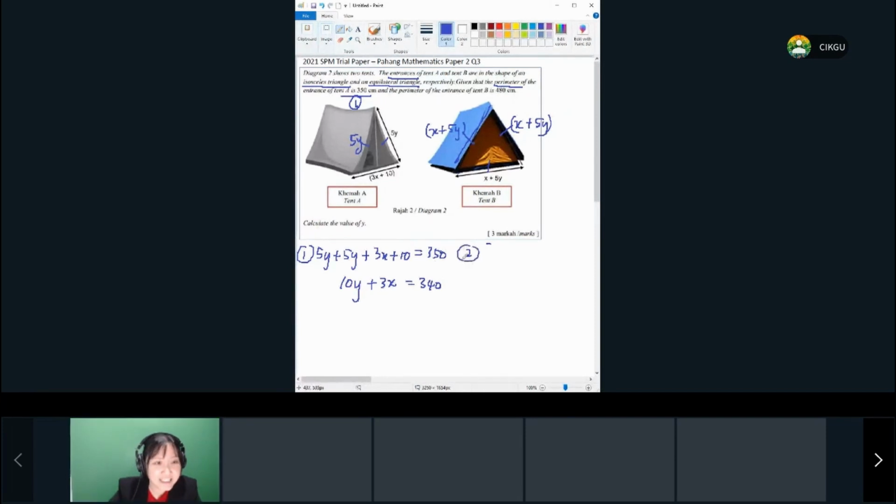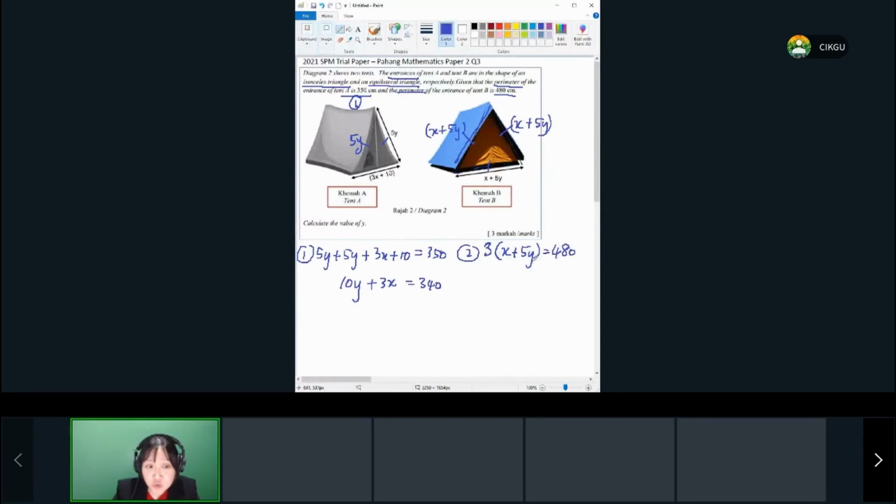Done. Second equation: the perimeter of 10B is 480. This plus this plus this. Or an easier way, since you know all these three sides are the same, then just 3 times one side, faster. All three sides are the same. Of course, if you want, this plus this plus this can, but multiplying is faster. Must equal 480.